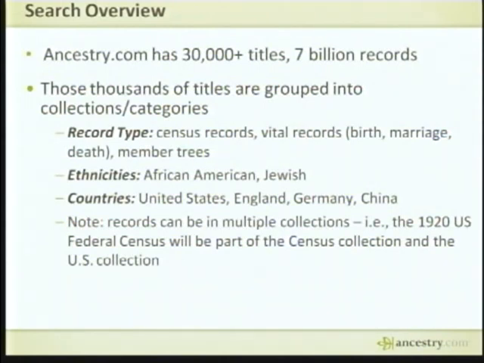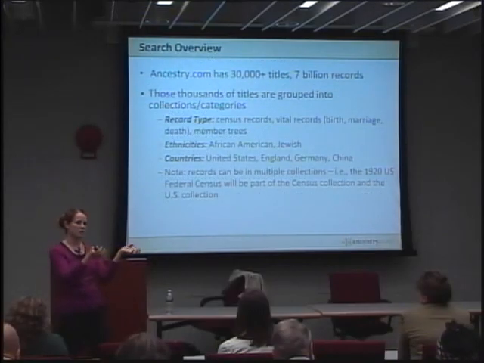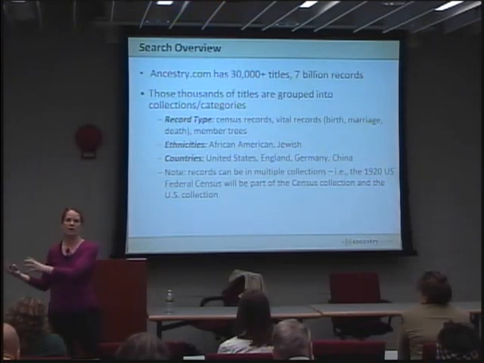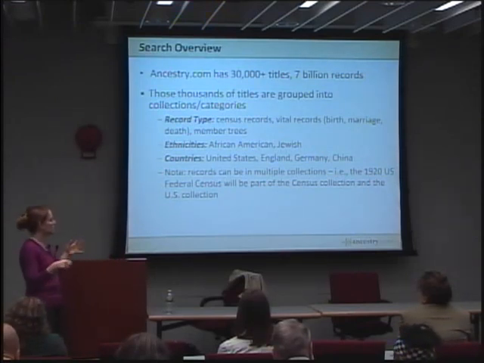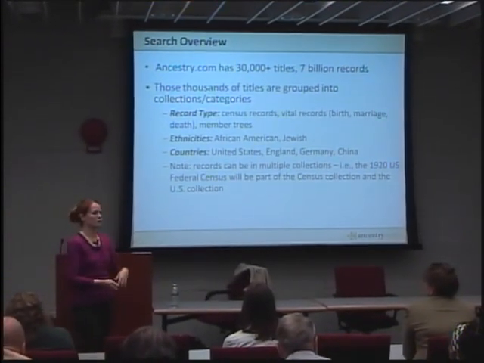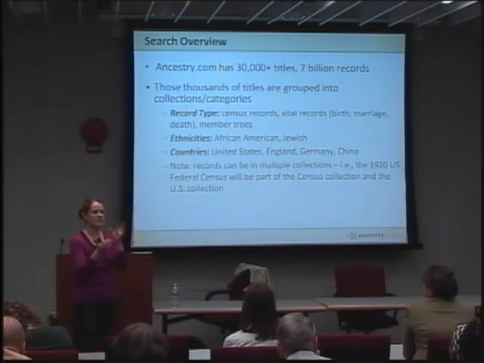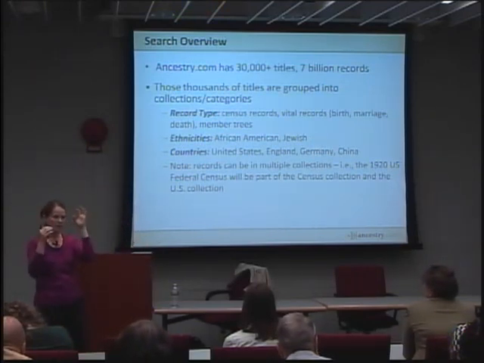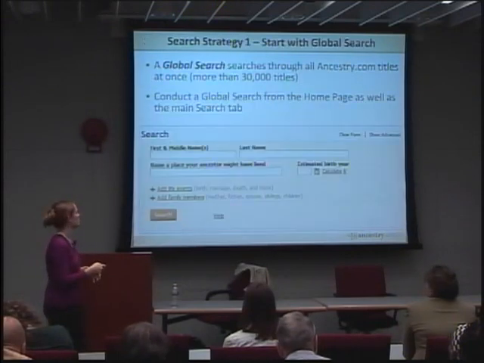Then we have, for certain ethnicities, to help with research, records that are grouped into different ethnicities. So African American records or Jewish records or things like that. And then you could also group them by countries. So US records, UK records, Australia records. Now some records can be in all of these. For example, the 1930 census is a census record, and it's definitely an African American and or a Jewish record, and it's a United States record. So it kind of goes across all those things. So I just wanted to get that idea of different ways that you can group records, and how we group some of the records on Ancestry.